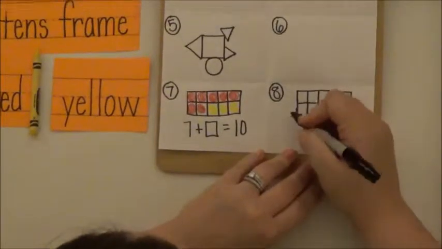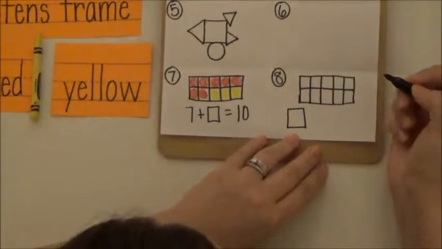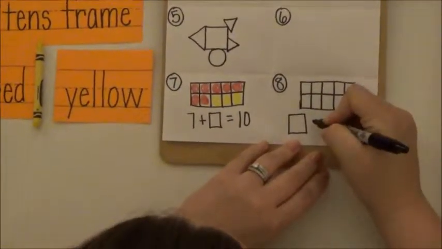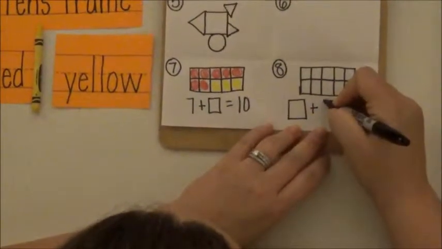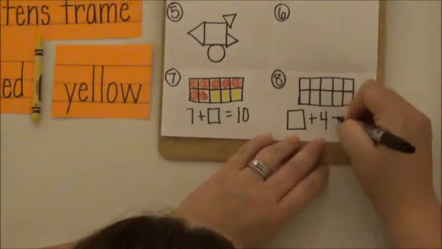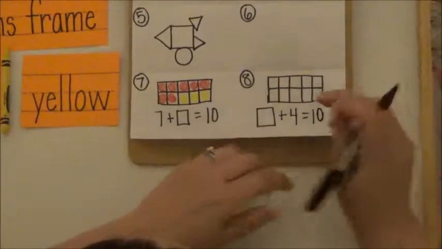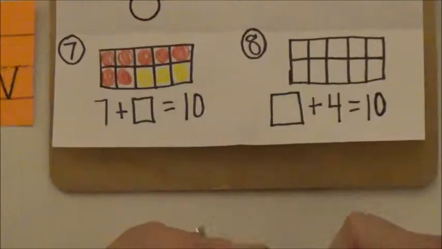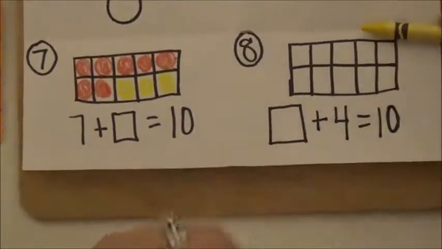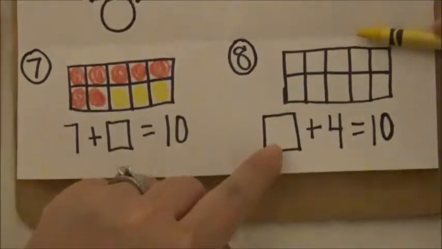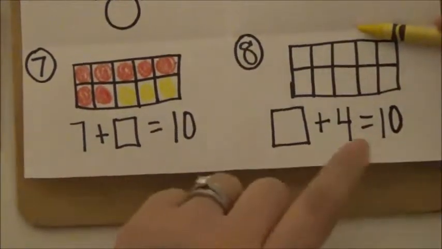For the next one, boys and girls, we don't know how many to make red, but we're going to make 4 yellow, and it's going to make 10. So I want you to make 4 yellow circles, and then that's going to help you find how many red circles, red counters you need to fill in to equal 10.